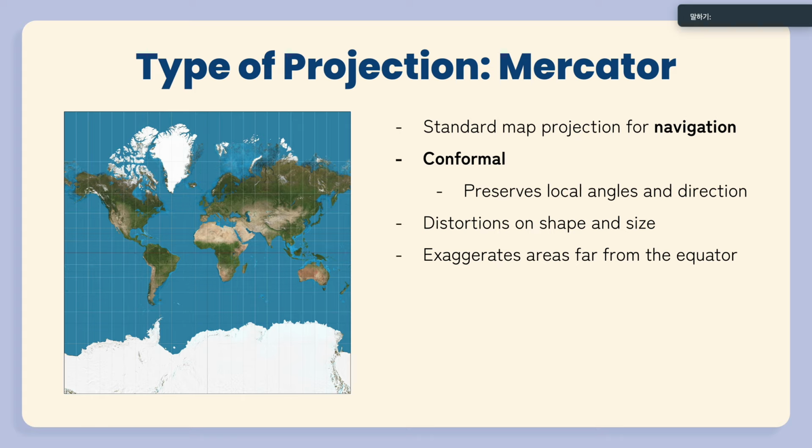So, there are many types of projection, but we're going to look at 4 types of projections: Mercator, Gall-Peters, Goode Homolosine, and Robinson. The first one is Mercator. Mercator is a standard map projection for navigation. It's a type of conformal map. And a conformal map is a map that preserves local angles and direction. However, as you can see on the screen, there is distortion of shape and size. It really exaggerates areas far from the equator.